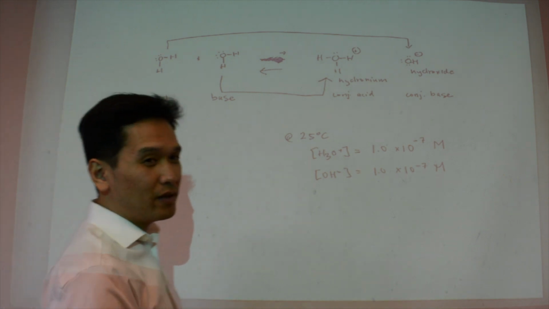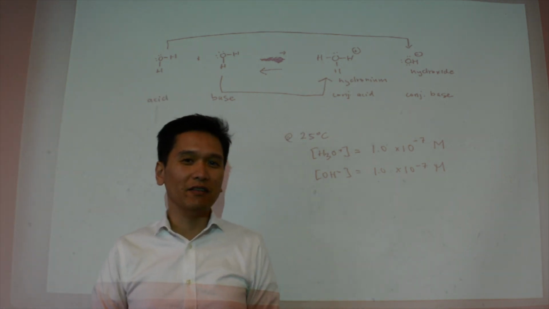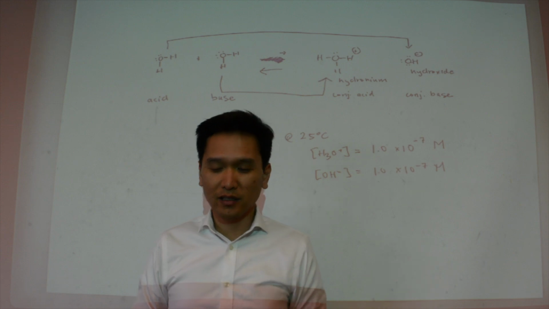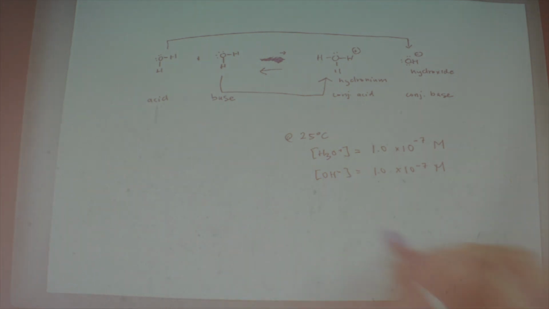Is that a big number? Times 10 to the negative 7? That's a very, very small number, correct? What is that? That's point 1, 2, 3, 4, 5, 6.